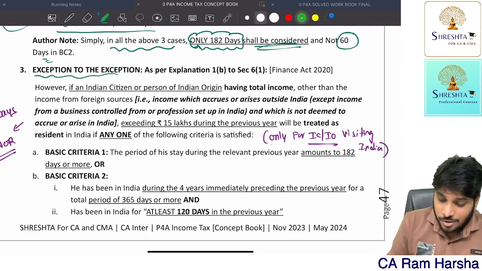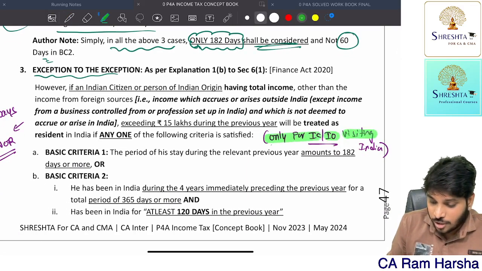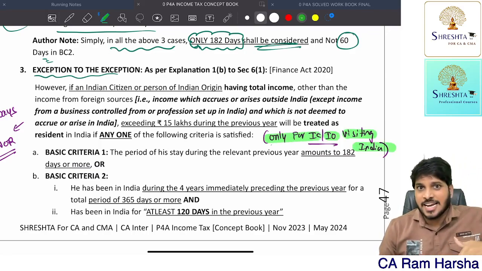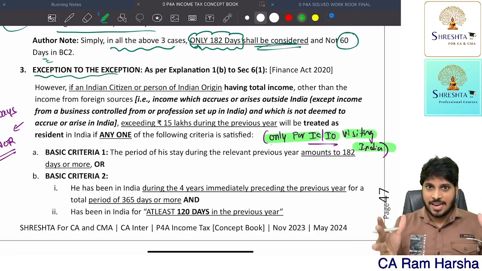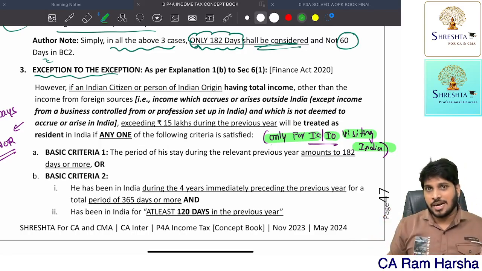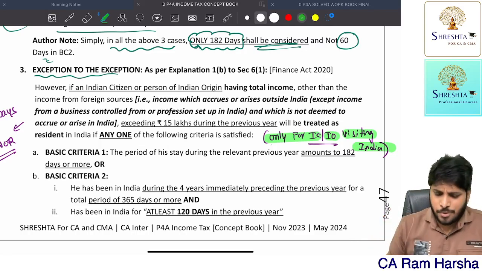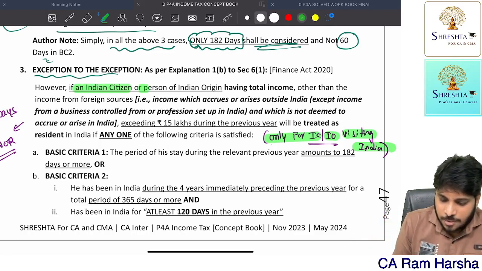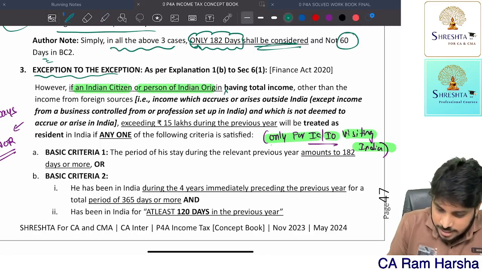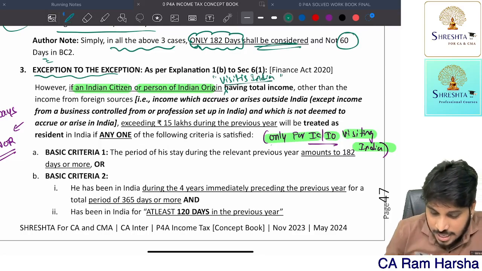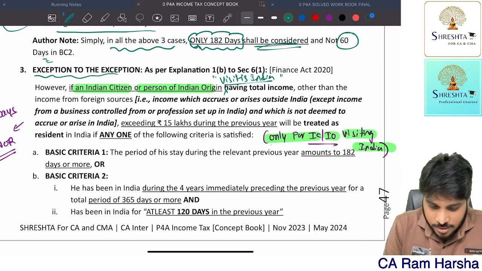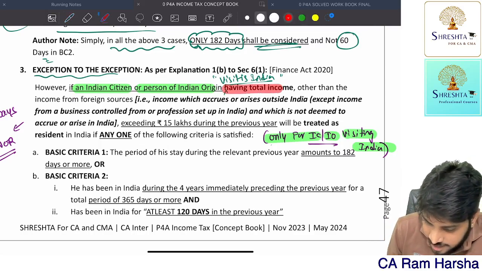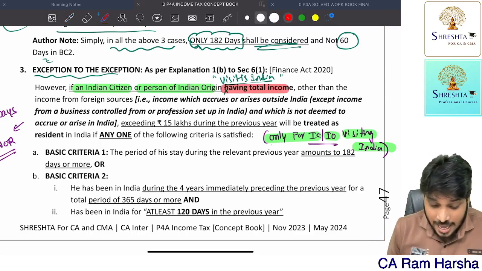Only for Indian citizen or Indian origin visiting India. Those who are visiting India, for them, there is one particular rule that has been added. What is it? Suppose, if a person is an Indian citizen or a person of Indian origin, please write here, visiting India. Getting it? And having total income.